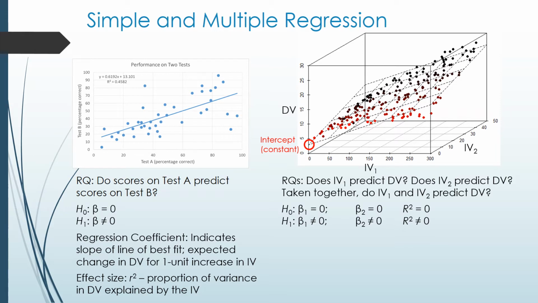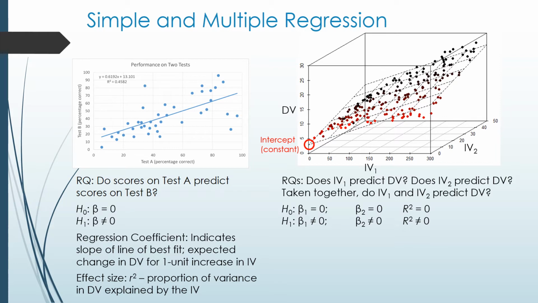Looking at the hypotheses, as you might expect, if we have 3 research questions, we have 3 sets of hypotheses that we're looking at. The first one has to do with the beta weight for independent variable 1, saying that that's equal to 0. The alternative is that it's not equal to 0. Then you can see the second set there. That's for the second independent variable. Is its influence on the dependent variable significant or not?